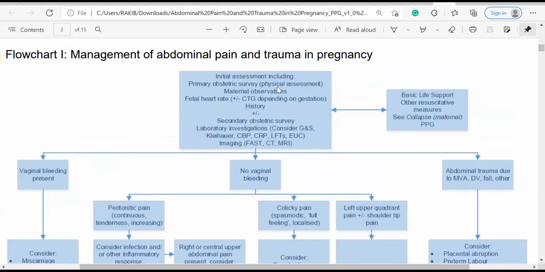So once you find out a trauma in pregnancy, you obviously do primary survey and secondary survey looking for any form of injuries. So you do a primary survey, you do the maternal observation, you check fetal heart rate. You should obviously do a CTG if it's more than 26 weeks pregnancy. Once primary survey and CTG is good, you should do a secondary survey also.